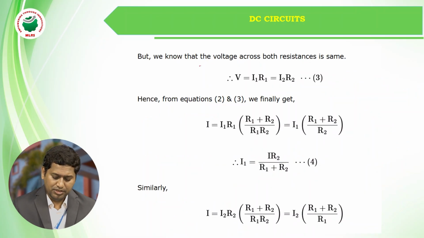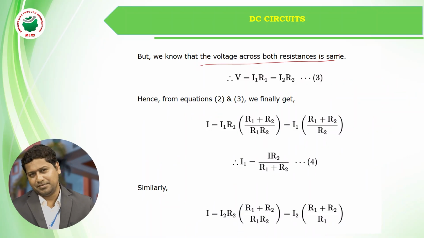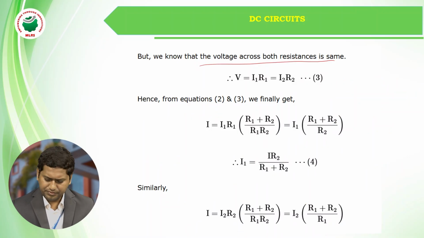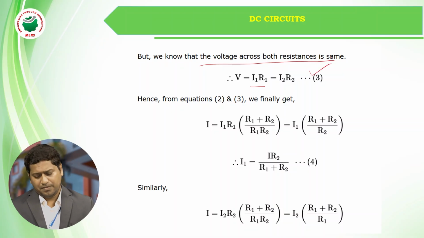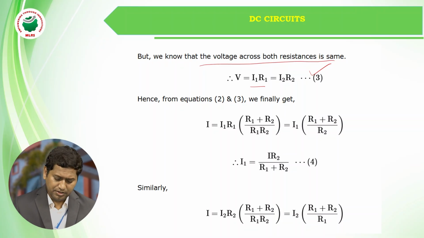But we know that the voltage across both resistances is the same. So voltage is the same, so I1 R1 will be equal to I2 R2. Similarly, we have seen the same case for the voltage division rule also. There the current is the same. That's why I received that equation. Here the voltage is the same. That's why we receive this equation: V equal to I1 R1 is equal to I2 R2.